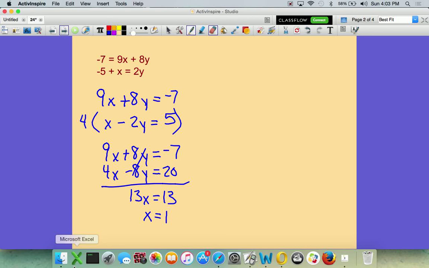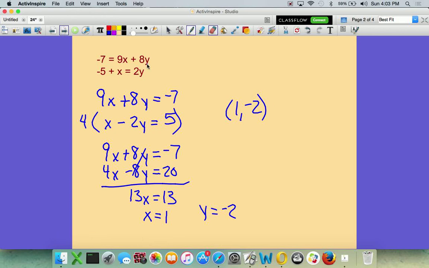From there, I'm going to substitute that right into this equation here. Negative 5 plus 1 is negative 4. Divide by 2, y has to equal negative 2. So our answer is (1, negative 2). Check this just to make sure.